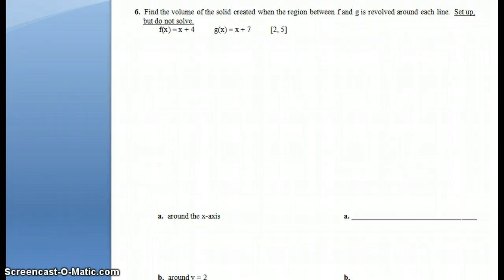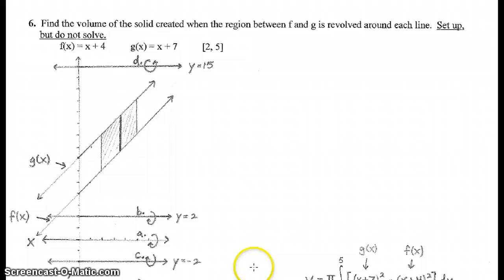In order to do this, we are first going to draw a sketch. So I'm going to jump to the solutions here. And you can see I've drawn a sketch. The x-axis is right here. The y-axis is right here with little tick marks that represent intervals of 1. I've graphed f of x, which has a y-intercept of 4 and a slope of 1. G of x, which has a y-intercept of 7 and also has a slope of 1.